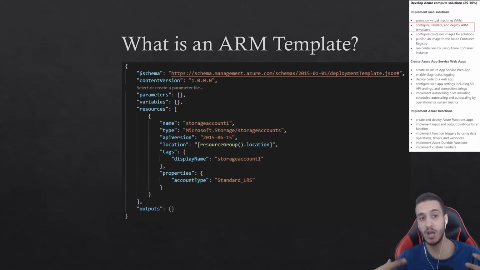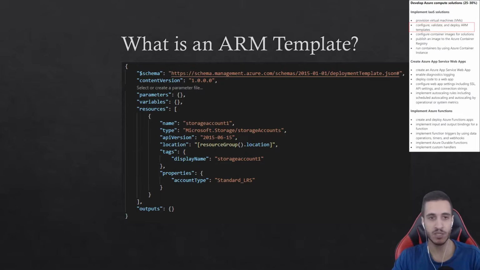With an ARM template, you basically define declaratively what resources you want. Declarative means you typically write that in the form of a JSON file, a YAML file, etc. In this case, it's a JSON file, so you declare what resources you want in advance. That's what we call declarative.